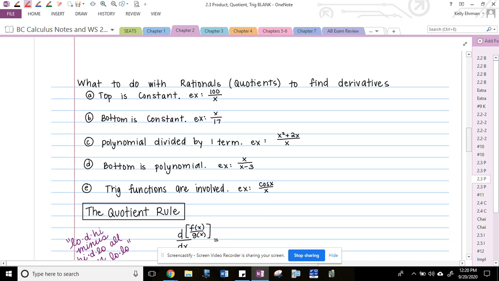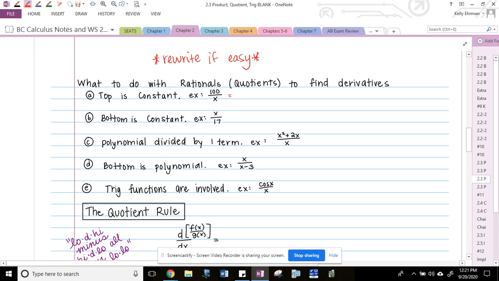All right. Before we dive into the quotient rule, we need to remember what we did last week. Not every fraction requires the quotient rule. If the top is just a constant, like if you're trying to take the derivative of 100 over x, remember, we can rewrite if possible. So let's make a note: rewrite if easy.